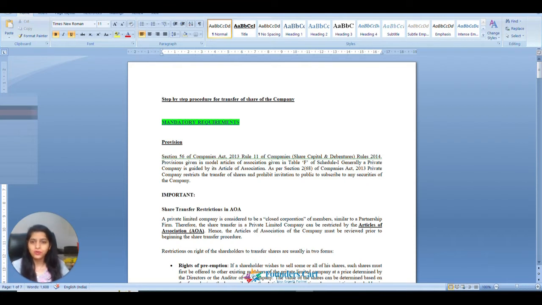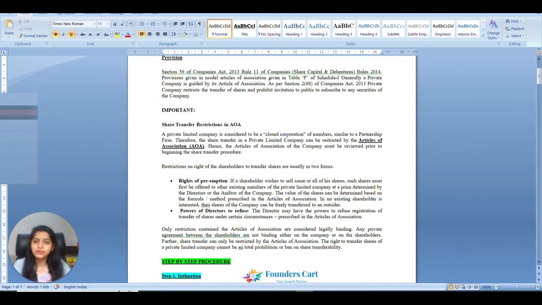As we all know, in a private limited company there is a restriction on transfer of shares, but a shareholder can transfer his shares if he fulfills some requirements. First of all, he has to check the share transfer restrictions in the articles of association. A private limited company is considered a close corporation, similar to a partnership form. Therefore, as per Section 56 and the articles of association, there is a restriction on transfer of shares. Restrictions on the right of a shareholder to transfer shares are usually in two forms.